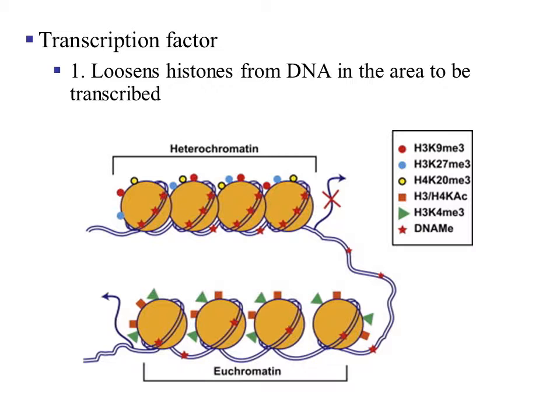Remember that DNA wraps around nucleosomes, and the nucleosome is composed of 8 histones. So this is a very tightly coiled molecule that needs to be loosened. So first, the DNA will go from heterochromatin configuration to euchromatin configuration. Euchromatin is less packed. Then the transcription factor will even loosen the euchromatin even more.